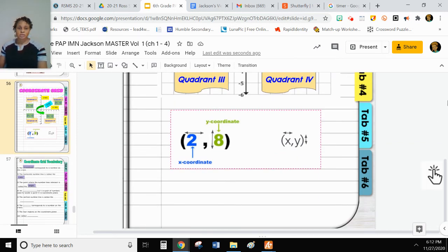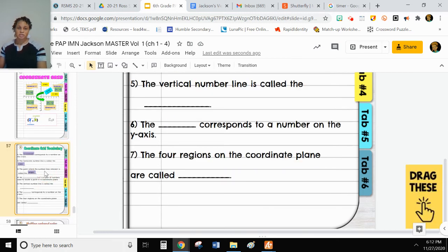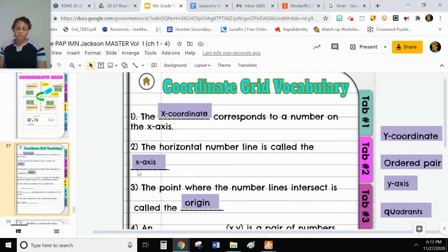Oops. Get back to it. All right. Grab those and drop them. Drag and drop them in.